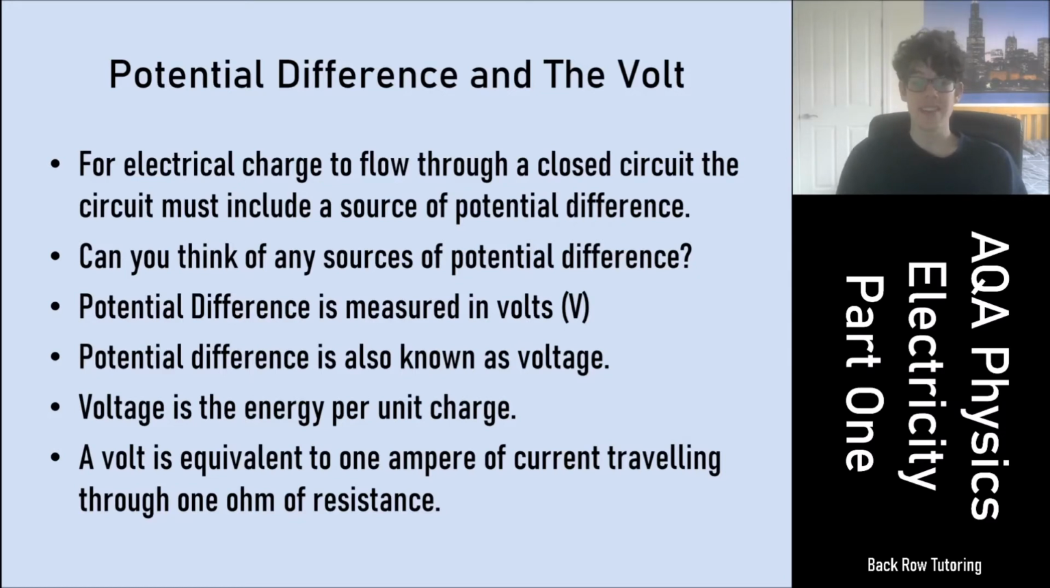A volt is equivalent to 1 ampere of current travelling through 1 ohm of resistance. So what actually is a volt? What is the unit of a volt? Well, it's 1 amp of current travelling through 1 ohm of resistance.